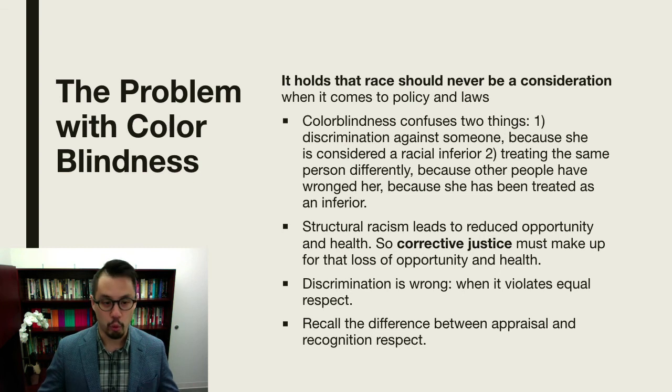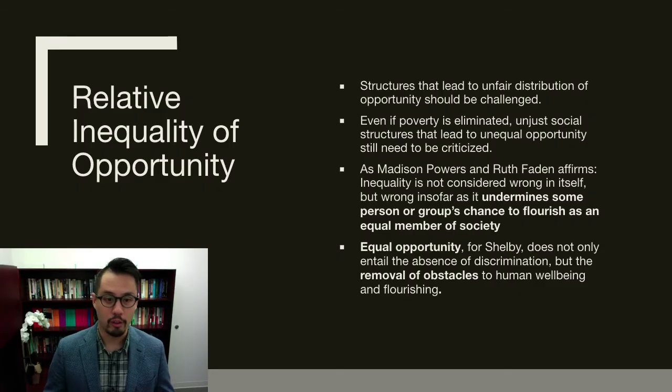So discrimination is wrong only when it violates equal respect. So for example, when someone is denied an opportunity because of his race, or because his race is considered to be inferior, or when rules and policies cause a particular racial group to experience disproportionate disadvantage. Now these would be considered wrongful discrimination. So here the concern of justice is not merely with absolute poverty. It is concerned primarily with relative inequality of opportunity. This means that structures that lead to unfair distributions of opportunity should be challenged and corrected.